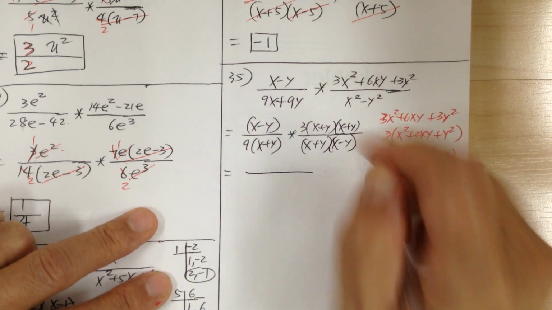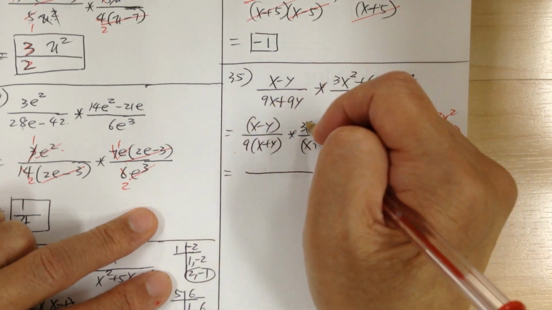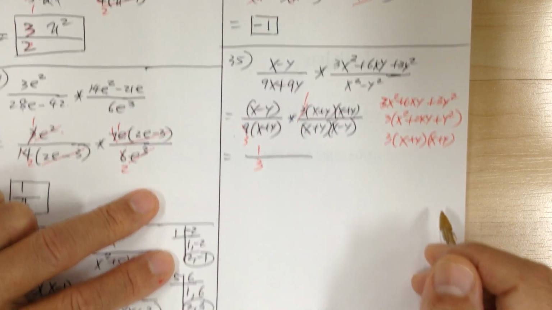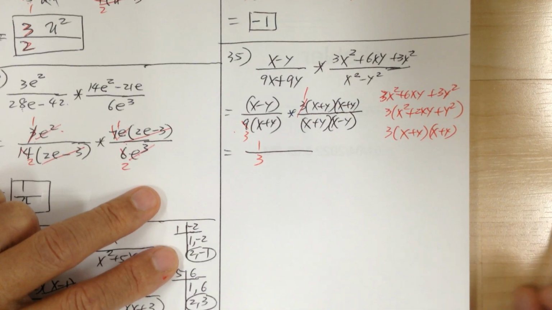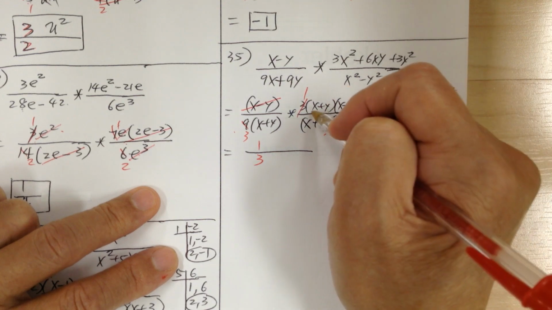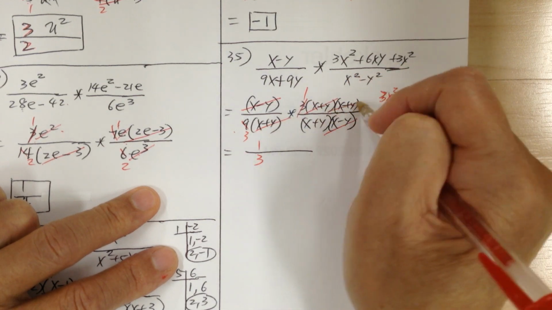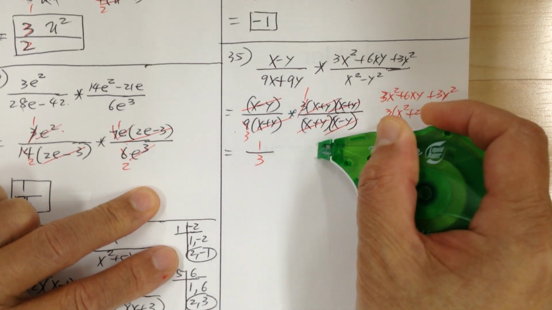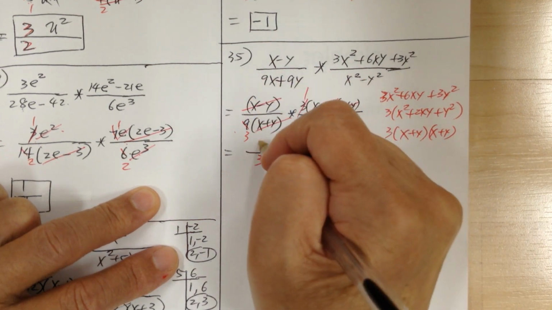Okay, the number 3 and 9 divided by 3, you get 1 and 3. So that's 1/3. Write it down. And then there's no alphabet. Let's go down the group. So x minus y cancels with x minus y, and the x plus y's cancel too. So everything got canceled out. So the only thing left is 1/3.